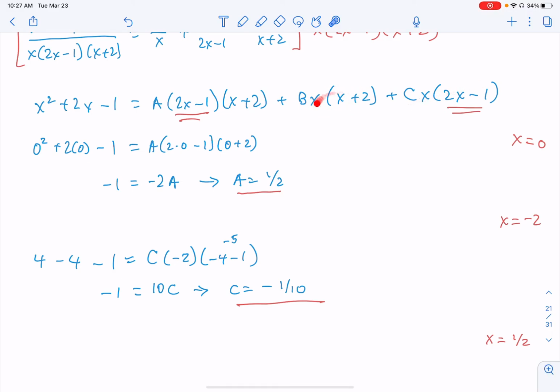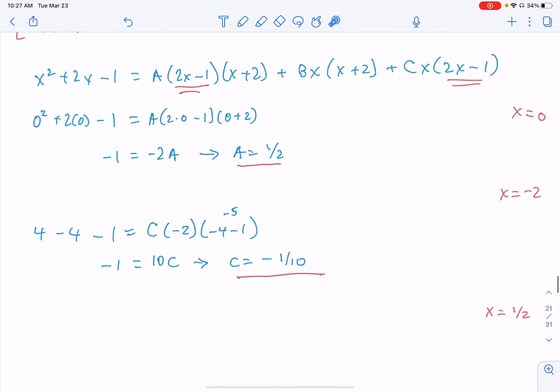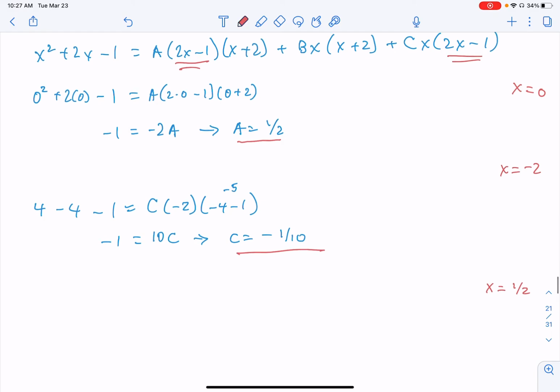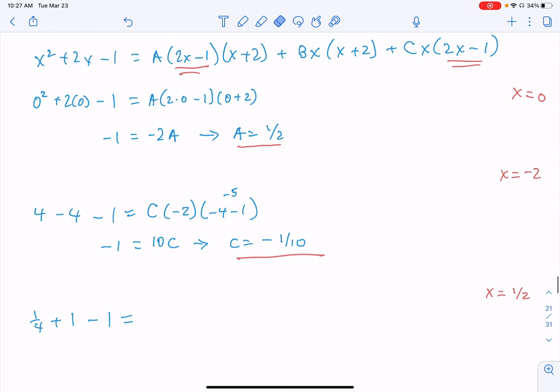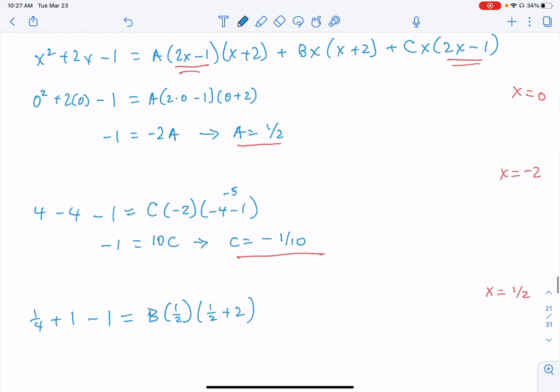We'll just have to plug in our 1/2 here and our 1/2 over on the left-hand side. This one is definitely the most challenging. 1/2 squared is 1/4, plus 2 times 1/2 is 1 minus 1. Hey, that's also convenient, is equal to, this term is gone, that term's gone. It's just the b term. B times 1/2 times 1/2 plus 2. Now I just have to clean it up.